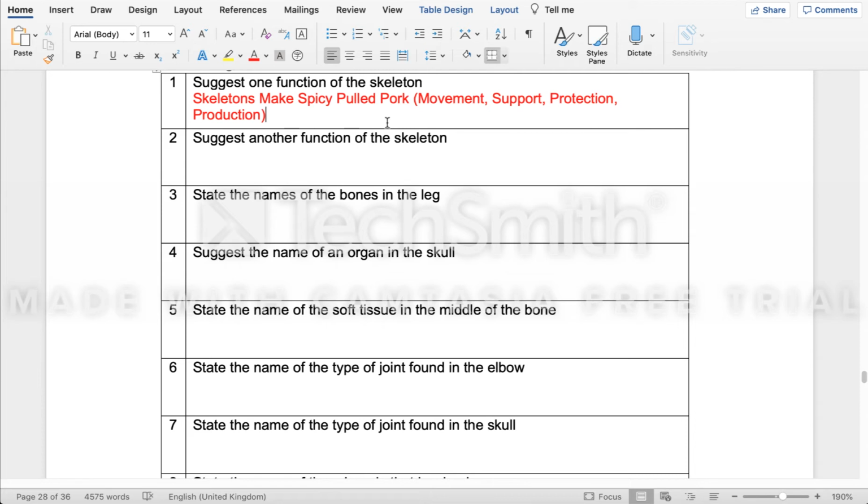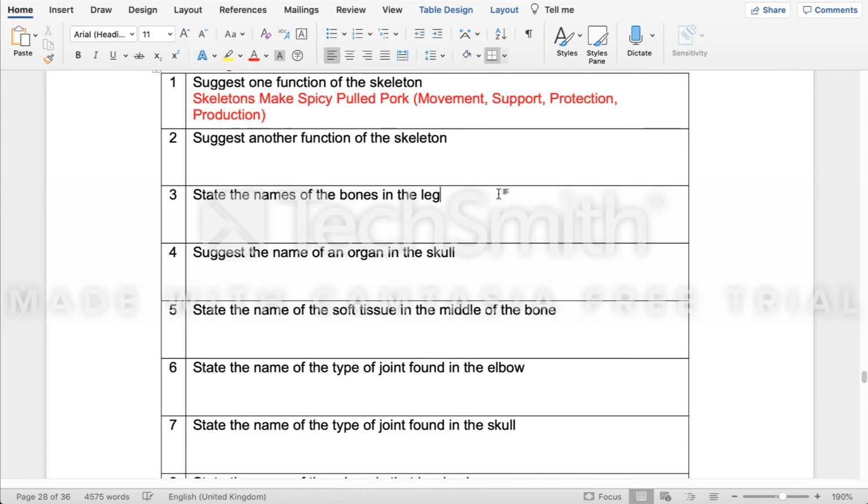So number 1 and number 2 are actually asking for 2 functions of the skeleton. So choose whichever 2 that you wrote down. And if you didn't get either one of these, I would suggest writing down all 4 of them so that you're constantly reminding yourself and you can see for yourself which ones stick better than others. You don't have to use this sentence at all. You can use whatever sentence you want as long as it fits the criteria. It has to have the letters M, S, and 2 P's.